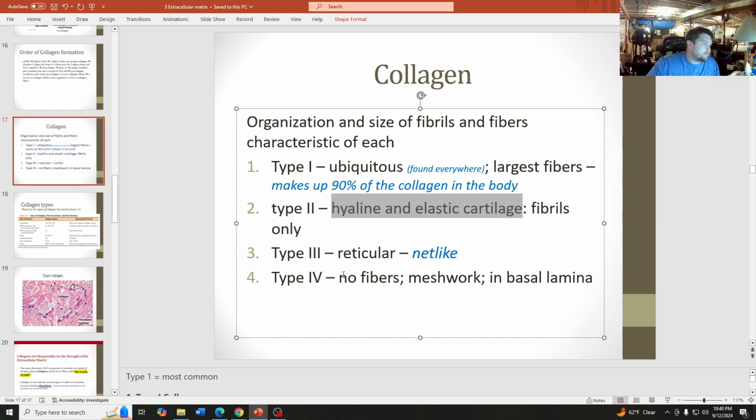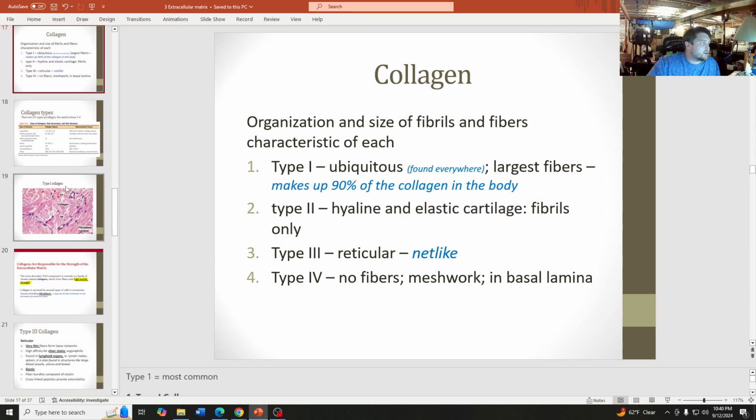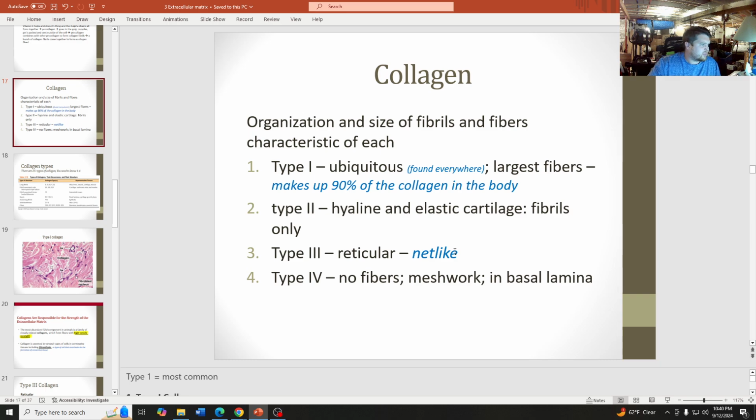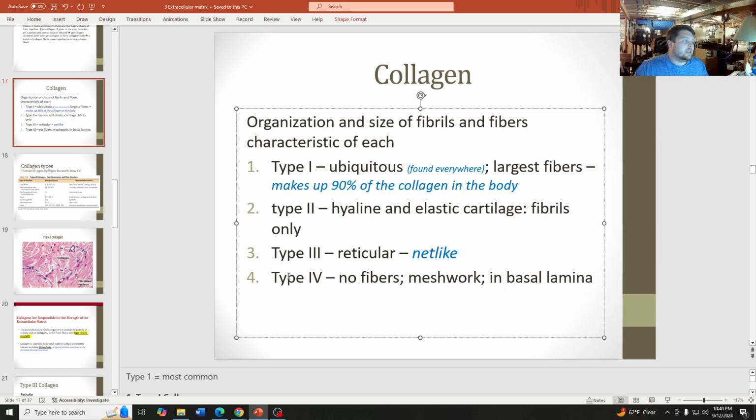Type 3 is known as reticular collagen. Reticular means net-like. You'll see why it's called net-like in a little bit. And then type 4, there's no fibers. It's a meshwork specifically in the basal lamina.